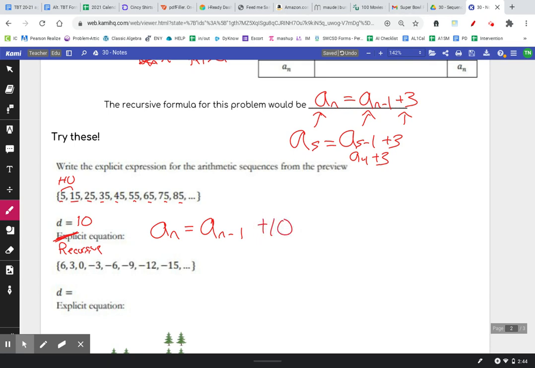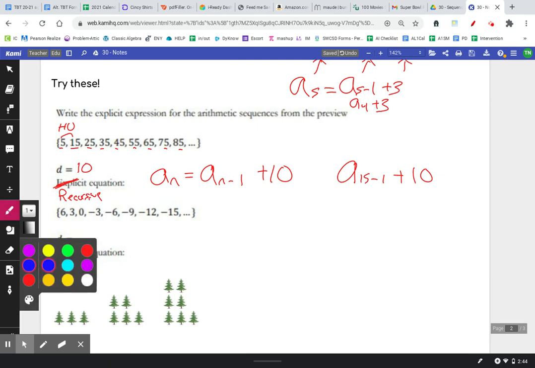Okay, meaning, again, if I say, hey, what's the 15th term? I want to know what the 15th term is. Well, the 15th term is just going to be the term before it plus 10, because 15 minus 1 is 14. The 14th term plus 10 more would tell us what the 15th term is. Okay, let's take a look at another example here. I'm going to switch up color. We'll go to blue.